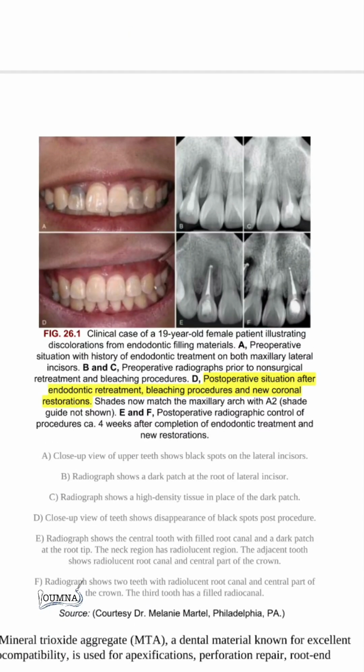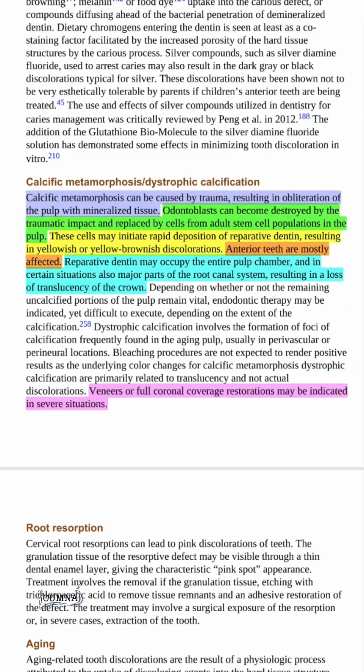This is a case of a discoloration that happened after an endodontic treatment. After we did the non-surgical retreatment with a proper endo filling of the canal, then we started the internal bleaching, and we can see the results are so acceptable, matching the shades of the adjacent tooth.